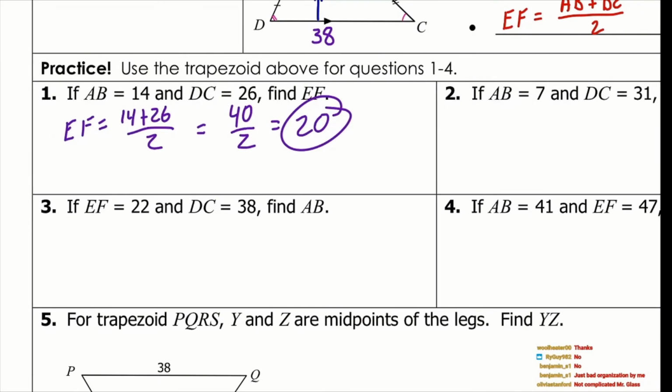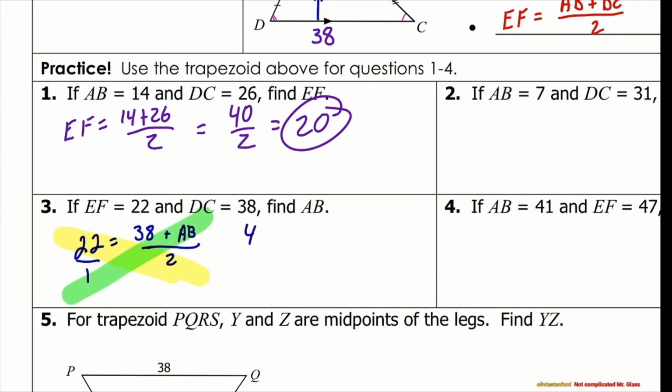If we do the calculation, it would look something like this. 22 is equal to 38 plus AB over 2. And in order to solve this, your best bet is to just cross multiply. When you cross multiply, you get 44 is equal to 38 plus AB. And then subtract 38 from both sides, and we get exactly what we did from the diagram above. We're going to get 6.